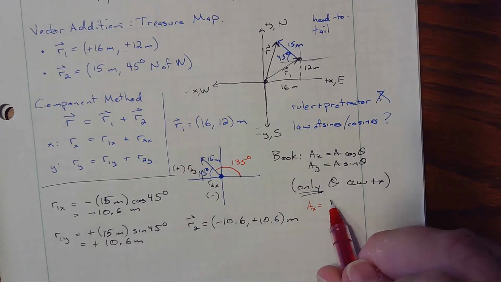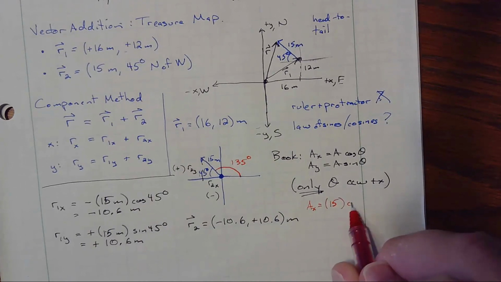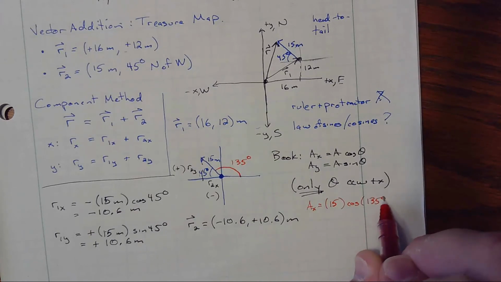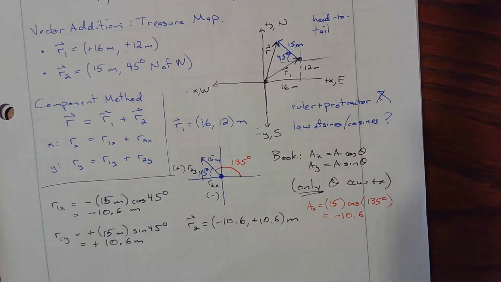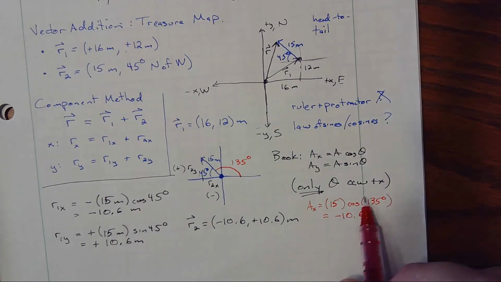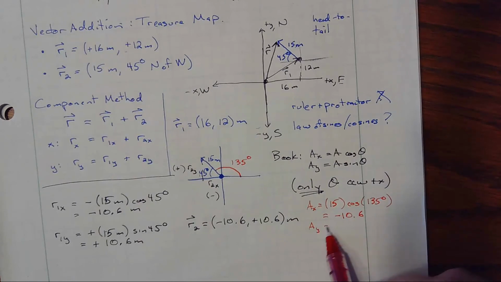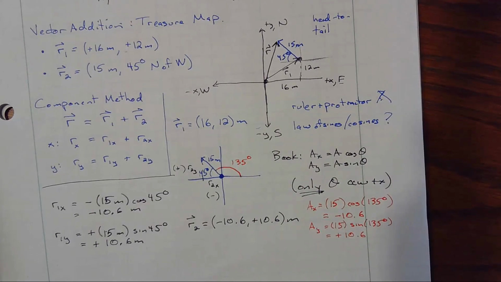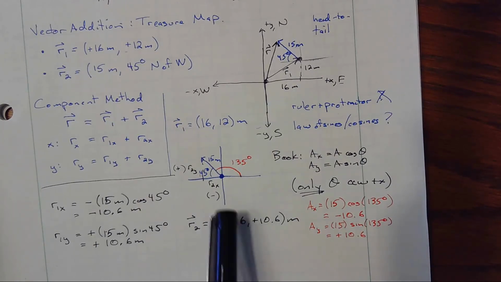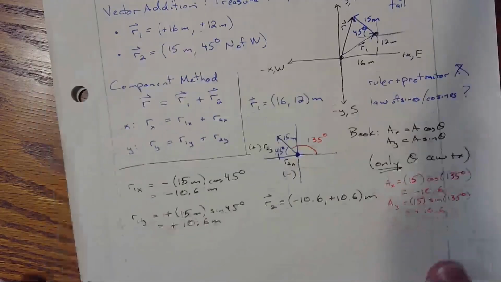So if we did things that way, notice that if I plug in my quantities, ax here would be 15 meters times the cosine of 135. Okay, give it a shot on your calculator. It is also going to give you negative 10.6, meaning that the sign is automatically determined when I have my angle relative to the counterclockwise from the plus x direction. And ay, 15 times the sine of 135, again, gives me the proper sign, positive 10.6. So depending upon which method works better for you, just take note of what direction these vectors are pointing.